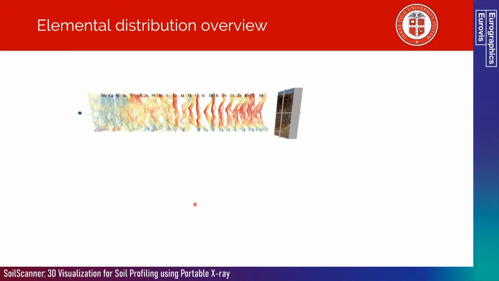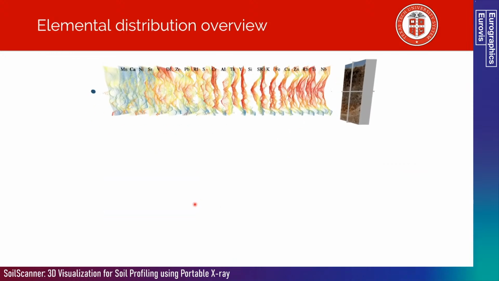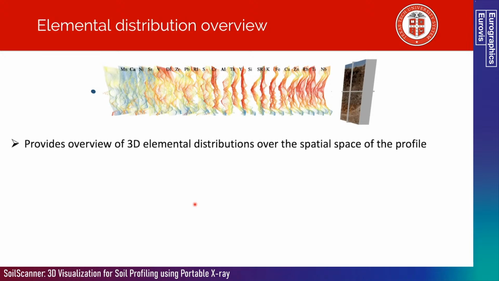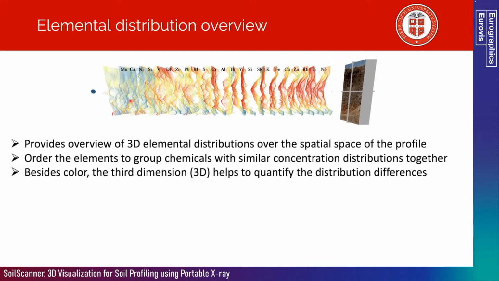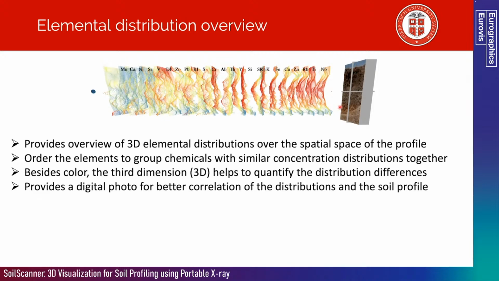Elemental distribution overview. This provides an overview of 3D elemental distributions over the spatial space of the profile. It orders the elements to group chemicals with similar concentration distributions together, so if they're similar, they can stay together. Besides color, the third dimension in the 3D visualization helps to quantify the distribution differences. We also provide a digital photo for better correlation of the distribution on the soil profile.